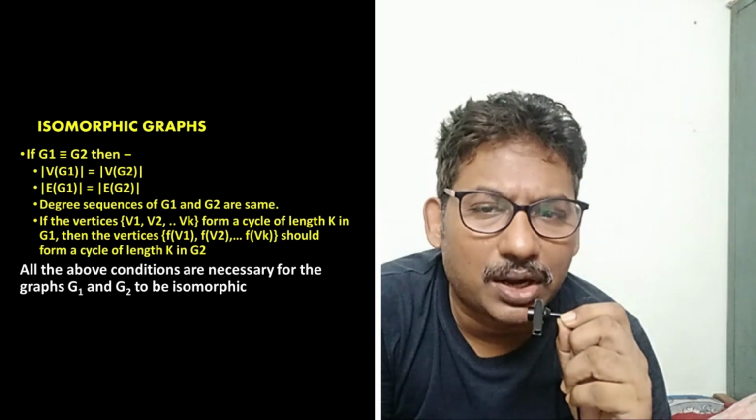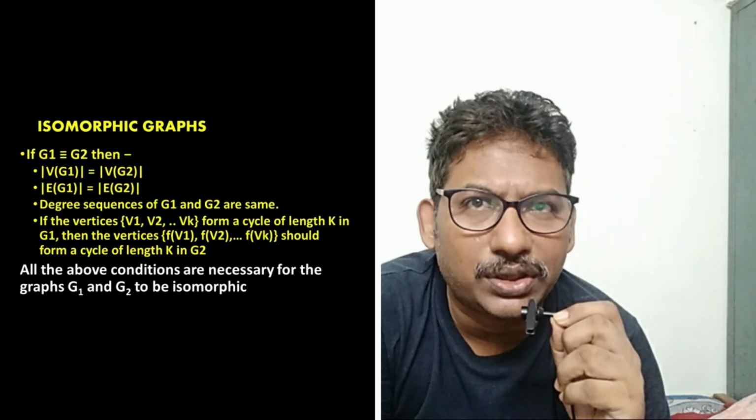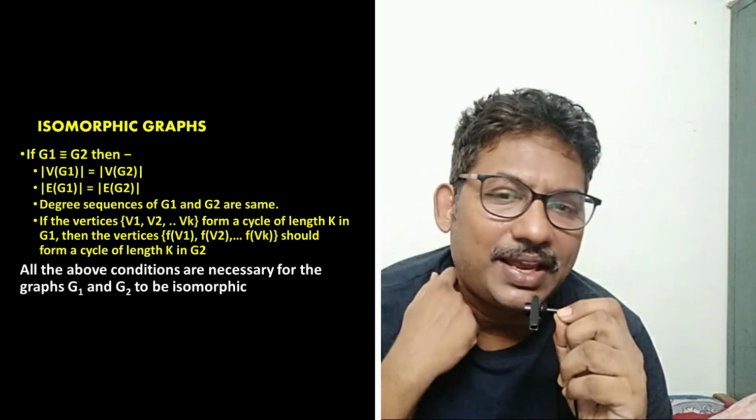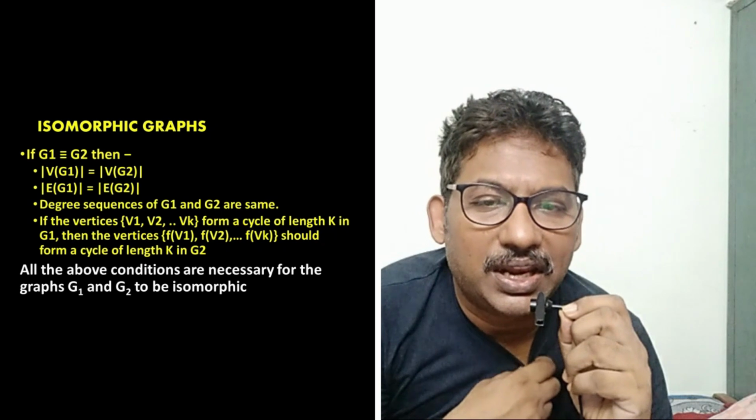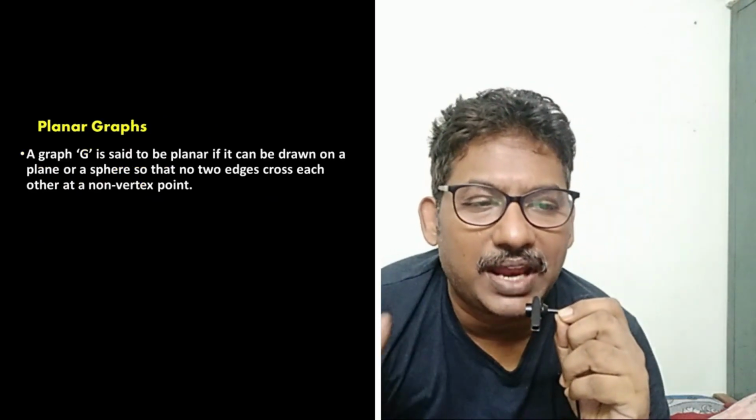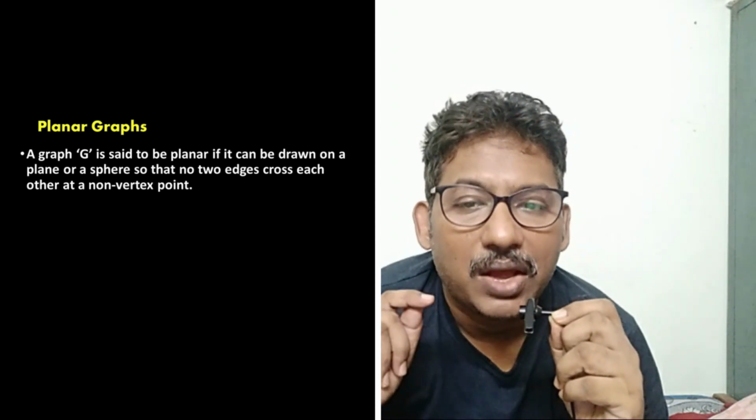Then for edges we compare modulus of E of G1 equals modulus of E of G2. If the edges of G1 and G2 are the same, then we say it is an isomorphic graph. Then the degree sequences of G1 and G2 are the same. If the degrees of G1 and G2 are both the same, then we say it is an isomorphic graph.